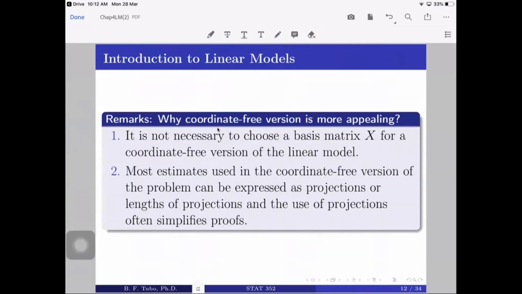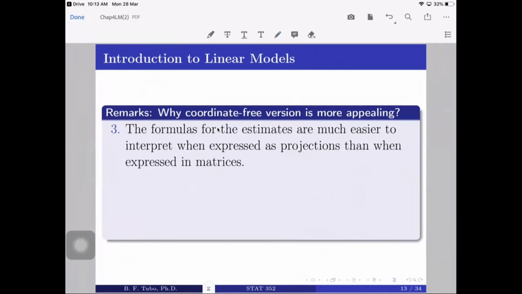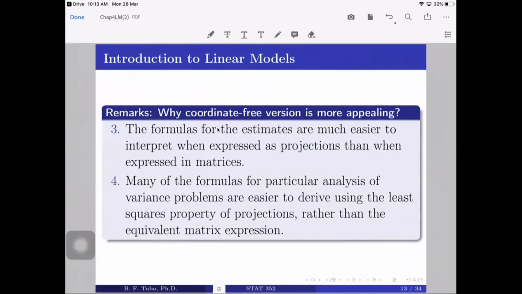And then most estimates used in the coordinate free version of the problem can be expressed as projections or lengths of projections, and use of projections often simplifies the proof of the theorem. The formulas for estimates are much easier to interpret when expressed as projections than when expressed in matrices. And many of the formulas for particular analysis of variance problems are easier to derive using the least squares property of projections rather than equivalent matrix expressions.